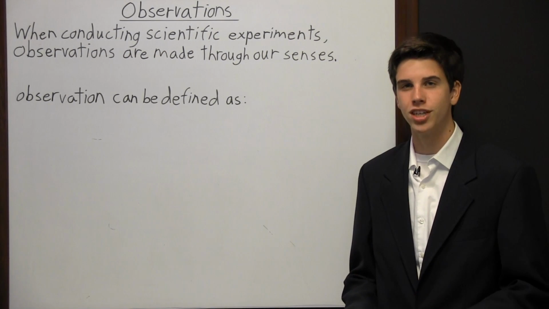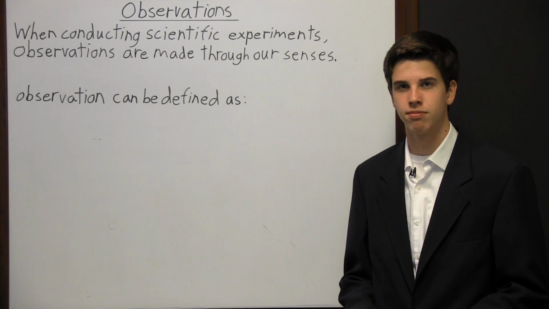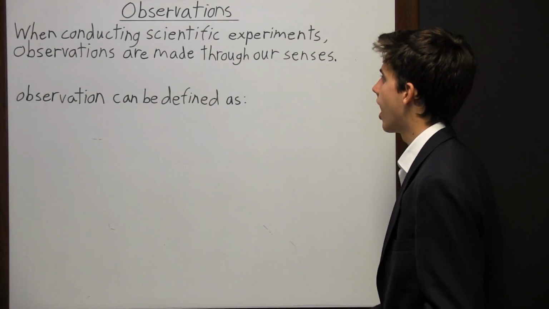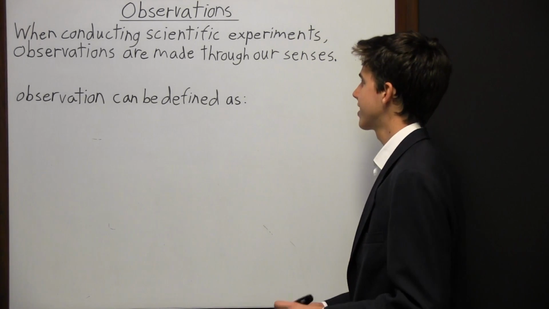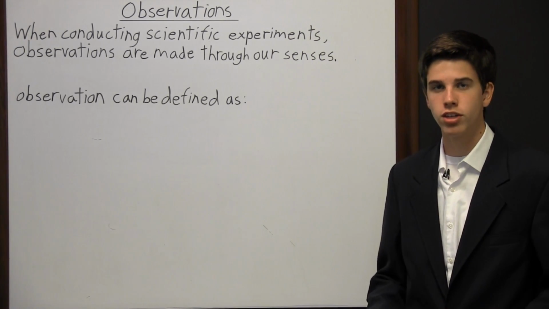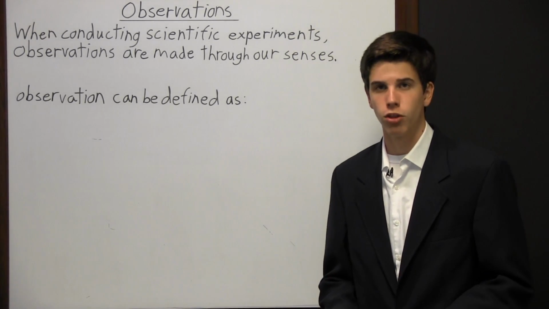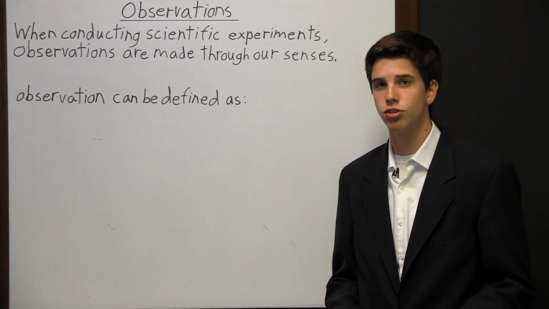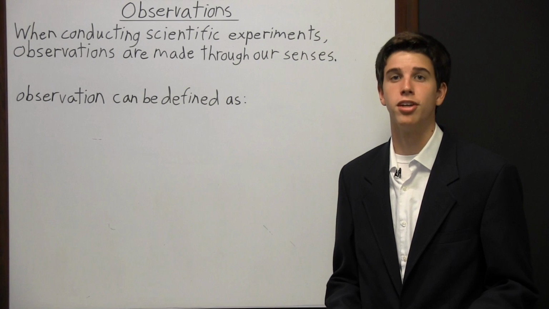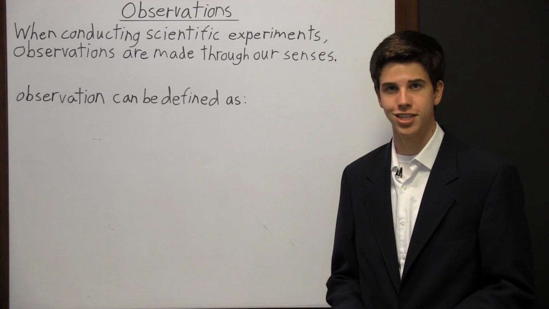ACT Science Research Summaries. When conducting scientific experiments, observations are made through our senses. So if you're conducting a scientific experiment, you notice or observe what's going on through your senses. Now, this is usually going to be with your sense of sight, but depending on the experiment, you may be able to incorporate your other senses.